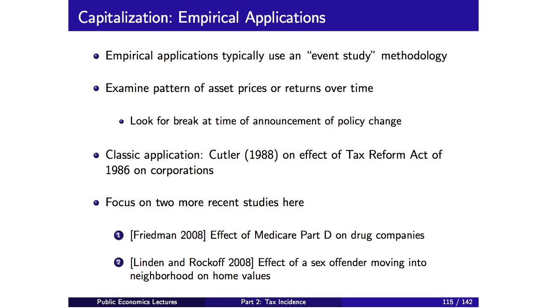So let's talk about some empirical applications. This is a case where modern econometric methods have actually been used to analyze incidence effects because it lends itself well to the modern paradigm. So empirical applications here typically use an event study methodology, okay? I'll talk about what that is in more detail, but basically the idea is to examine the pattern of asset prices or returns over time and look for a sharp break at the time of the announcement of the policy change.